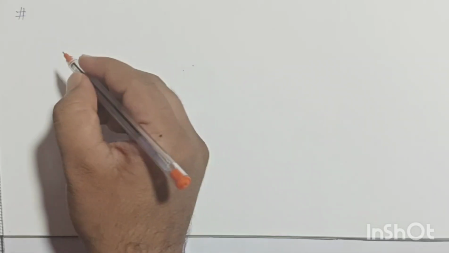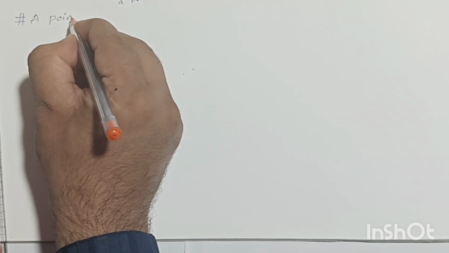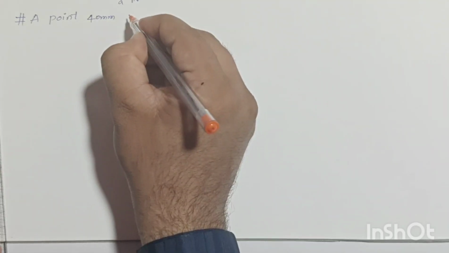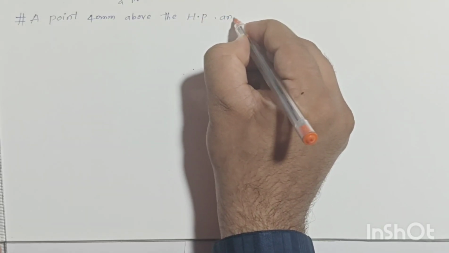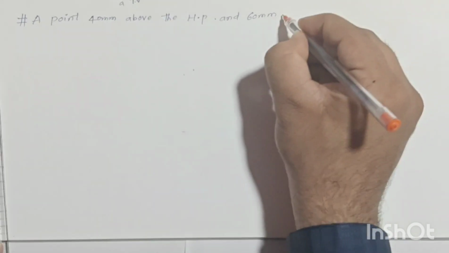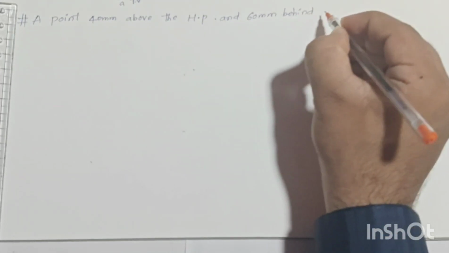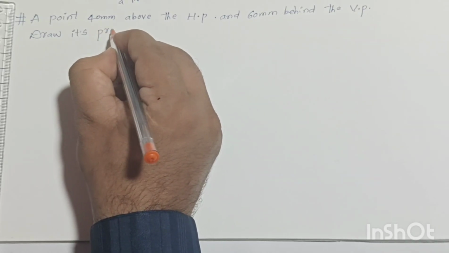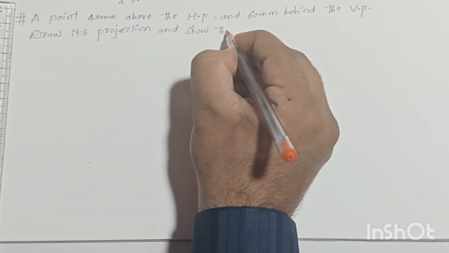A point, once you check it, a point 40 above the HP and 60 behind the VP, 60 behind the VP, draw its projection and show the top and front view.